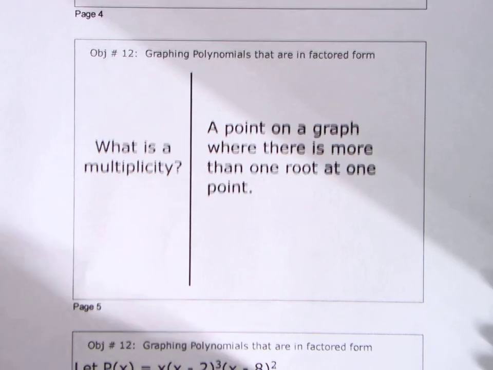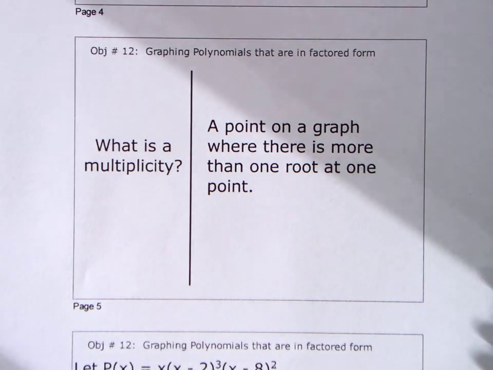All right, so multiplicity, let's write down the definition. Multiplicity is a point on a graph where there is more than one root at one point. That's it. More than one root at one point. Okay. Pause the video. We're moving on.